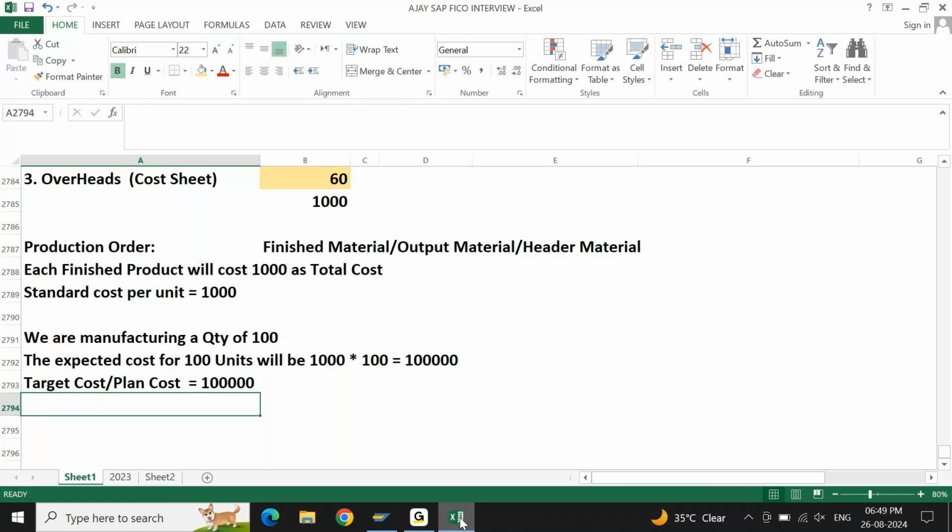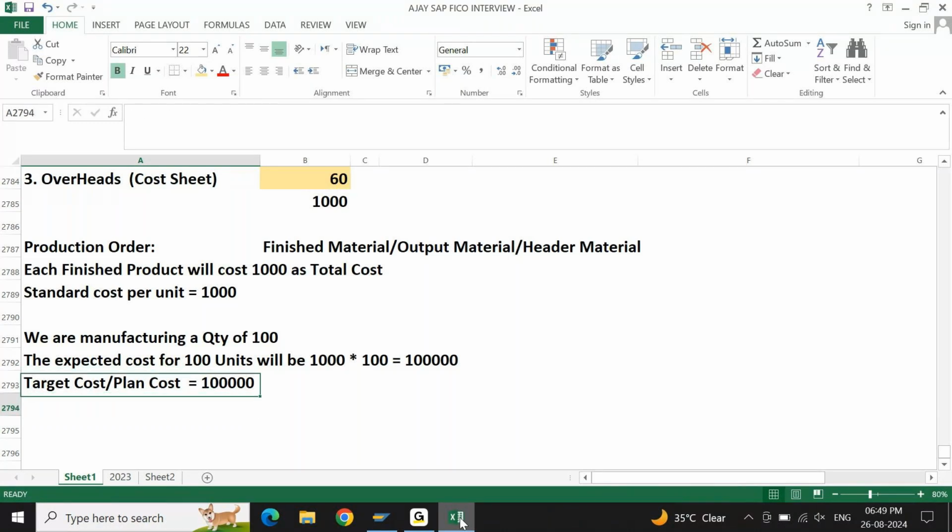100,000. How is this value coming? Planned quantity multiplied by what rate? Standard cost estimate. These formulas I'll tell you later on. Once we actually start the configuration, at that time I'll explain the different formulas with which you will be able to easily understand. This is your target cost or planned cost of 100,000.